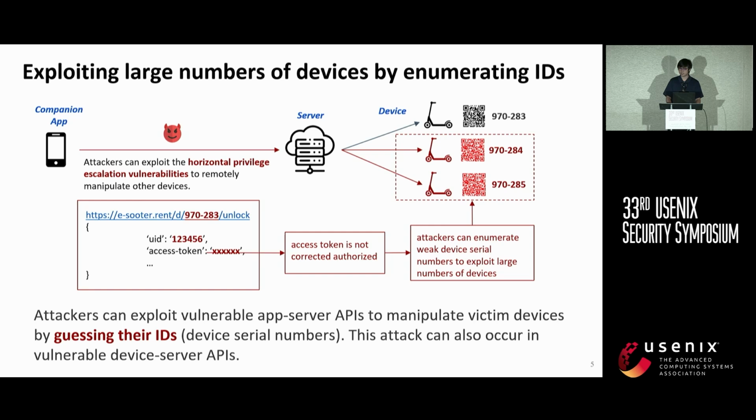As illustrated in this figure, if the application APIs lack a proper authorization mechanism, attackers can exploit horizontal privilege escalation vulnerabilities to remotely manipulate other devices. Unfortunately, some devices adopt short IDs, enabling attackers to easily enumerate them. Consequently, attackers can leverage these vulnerable APIs to manipulate any victim device by guessing its ID. This attack vector can also extend to vulnerable device server APIs, further increasing the security risk of IoT device rental service.